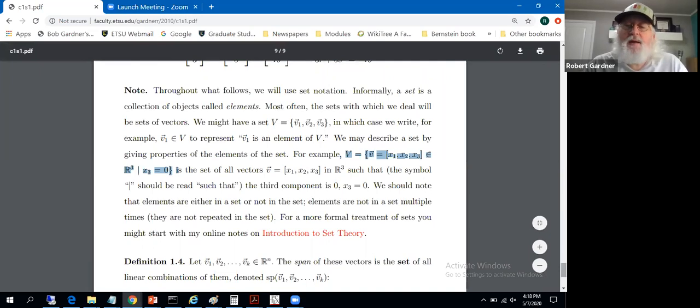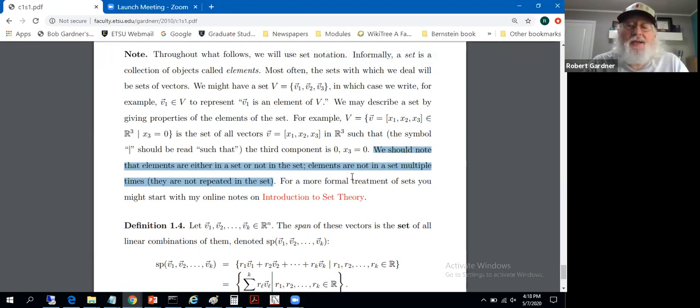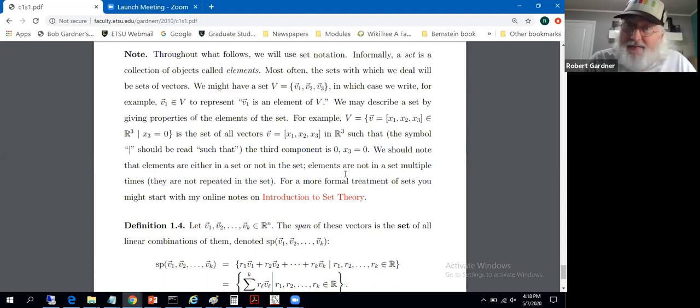One passing comment, this is maybe not totally important for what we'll do, but it certainly matters in what a set is. Things are either in a set or they aren't in a set. They're not in a set more than once. You don't repeat elements of a set. For us, this vector is either in this set V or it isn't. It's not in there multiple times. There are things called multi-sets, but not our problem.